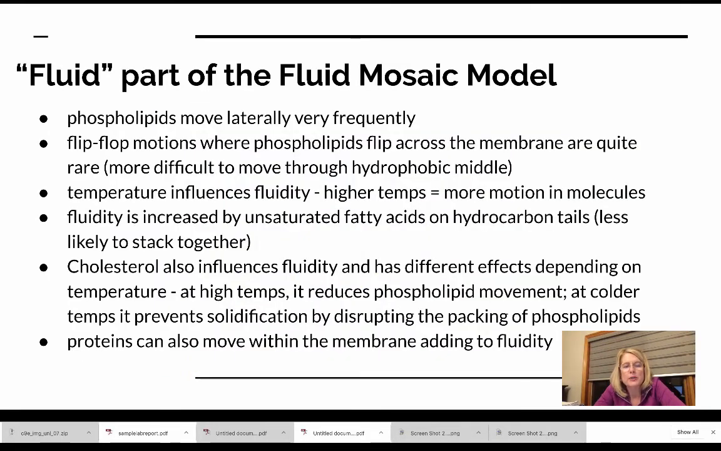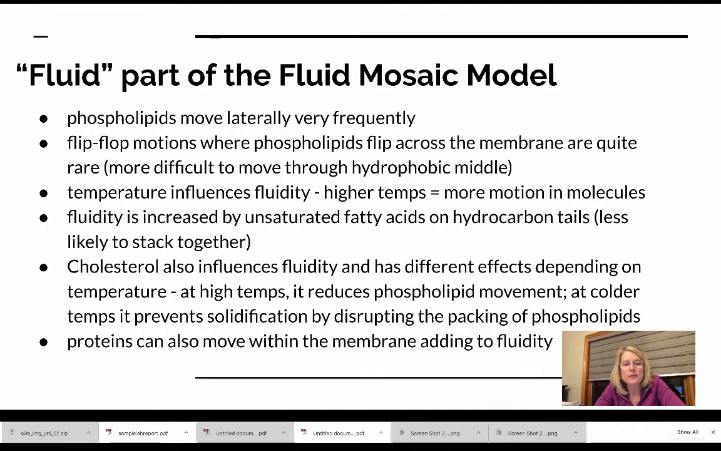Less common is actual flip-flop motions. Okay, so it's not very often that you'll see a phospholipid come all the way through the membrane to the other side of the bilayer. That's hard to do because those polar heads have to go right through the hydrophobic middle, and that's not easy chemically. So you'll see that rarely. Okay, sometimes it happens, but not as often as this lateral movement that you get all the time.